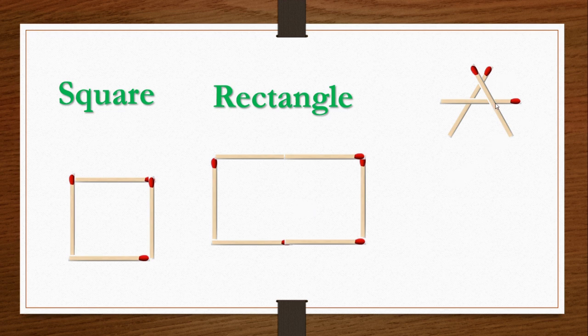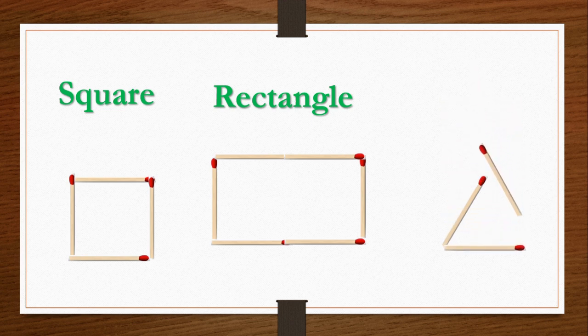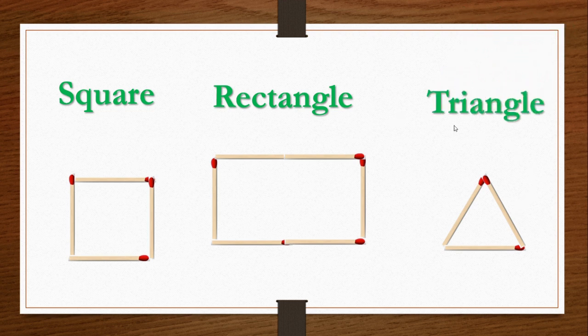Okay, now we'll move to the third figure. Here I have 3 matchsticks and I will take one and I will place like this. Second one, base, and third one I will keep here. So I got a 3-sided figure that is called as triangle. What we call triangle, isn't it?